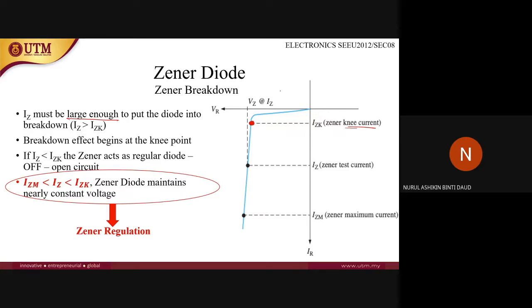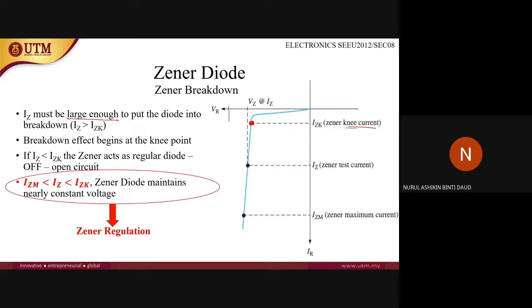breakdown. When we learn about normal diodes, this we call the knee breakdown, the knee voltage. But for the Zener diode, the IZ, the current that flows inside the Zener, should be bigger than the Zener knee current. However, it shouldn't be more than the Zener maximum current.